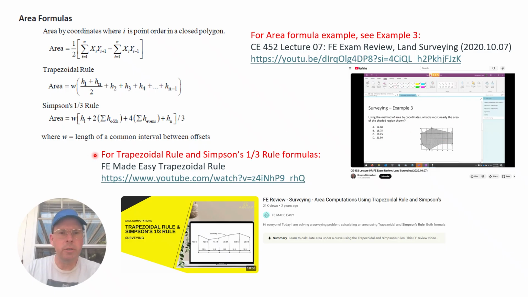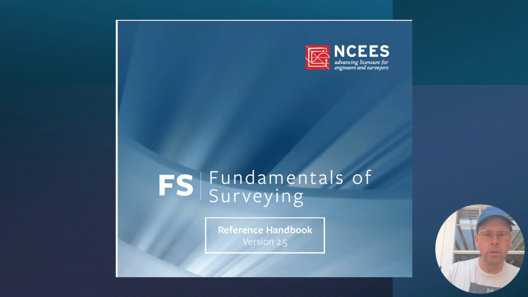And for these other two equations, once again, somebody else has a good video already on YouTube for the trapezoidal rule and Simpson's rule. Just search on this YouTube video. It's called FE Made Easy Trapezoidal Rule. I like these guys. You can see it's about 10 minutes, and they show you a real good example of how to use this formula. So I won't get into that here.